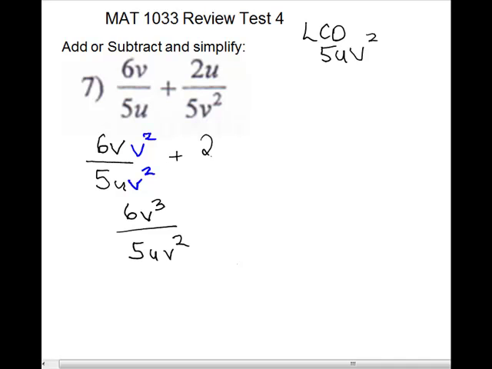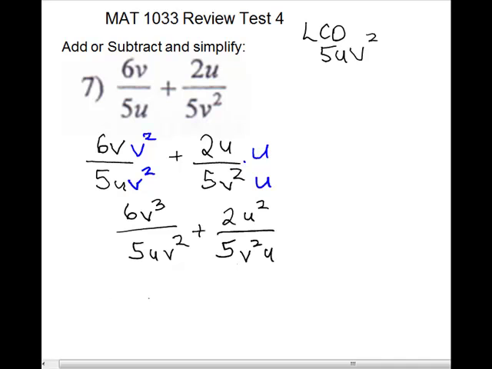I'm going to bring down the next one, bring what I have, and put on the missing part. So check the denominator. You have the 5, you're missing the u. Goes on numerator and denominator, and that gives me 2u squared over 5v squared u.